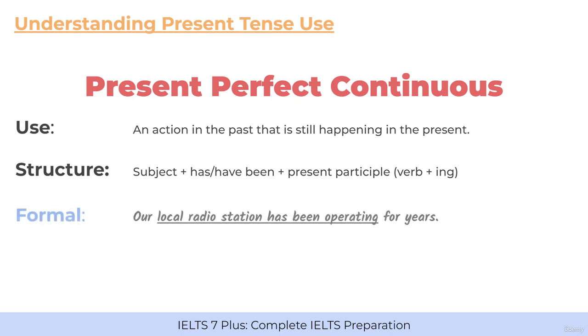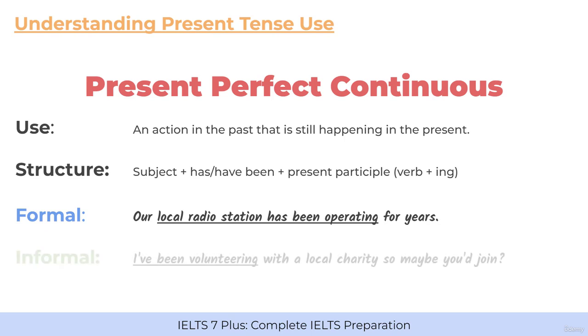Here's a formal example. Our local radio station has been operating for years. So it started in the past, but it's still operating now. And that's the key for the present perfect continuous. An action starting in the past, ongoing, continuing now. Our local radio station has been operating for years.